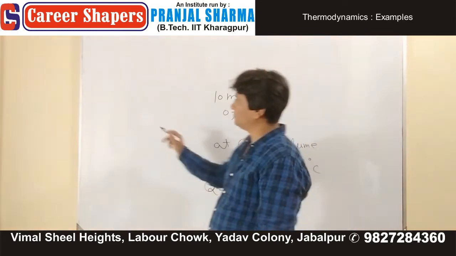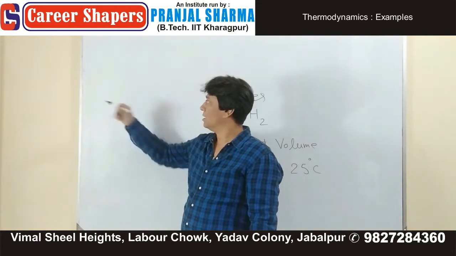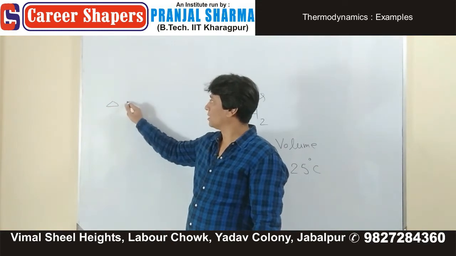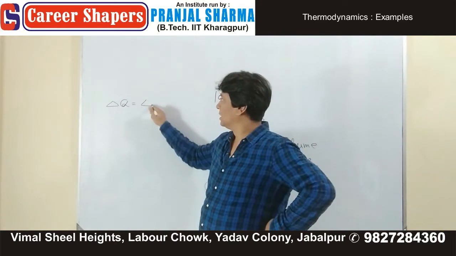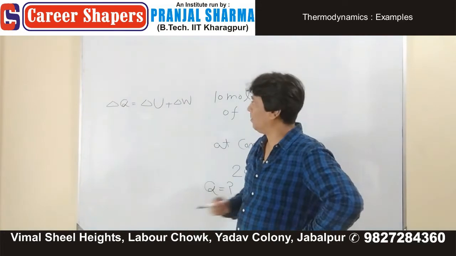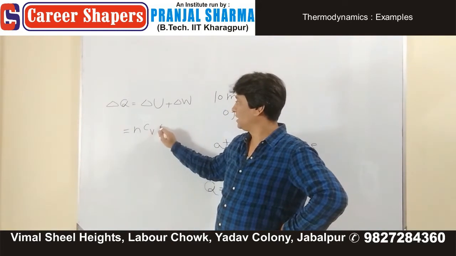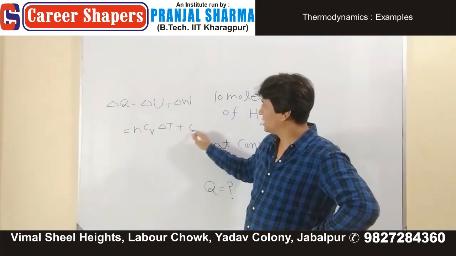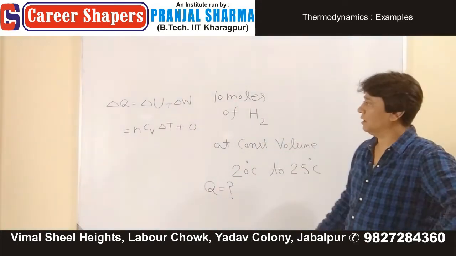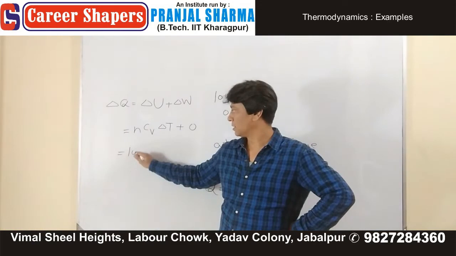Look, delta Q is delta U plus delta W. Delta U is n Cv delta T, and delta W is 0. Constant volume, no work. n is 10, Cv.